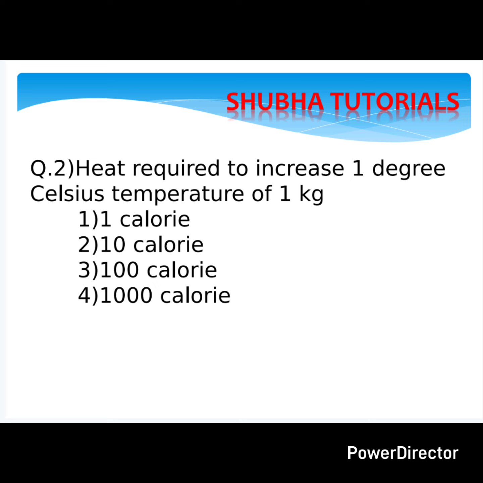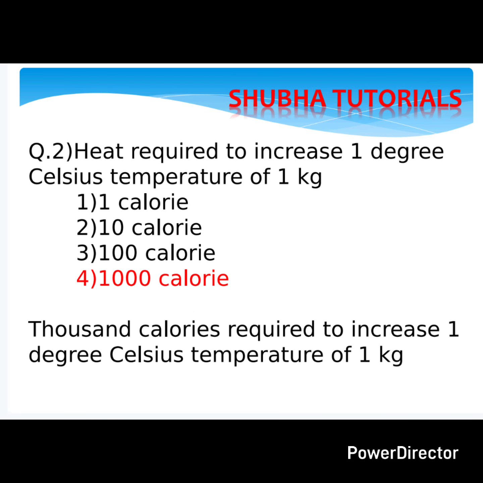Heat required to increase 1 degree Celsius temperature of 1 kg. So, the options are 1 calorie, second one 10 calorie, third option 100 calorie, and fourth option is 1000 calorie. The answer for this is 1000 calorie. 1000 calorie required to increase 1 degree Celsius temperature of 1 kg.